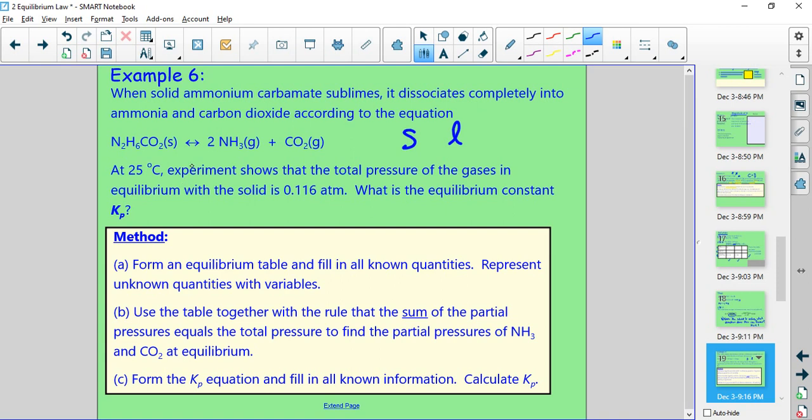Again, you see a reference to a temperature reading, which has no bearing really on solving the question, so you can ignore that. Experiments show that the total pressure of gases in equilibrium with a solid is 0.116 atmospheres. What is the equilibrium constant Kp? All right, so this is new. All right, so we have a total atmospheric pressure.